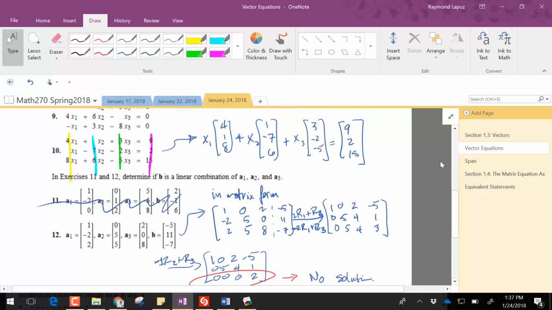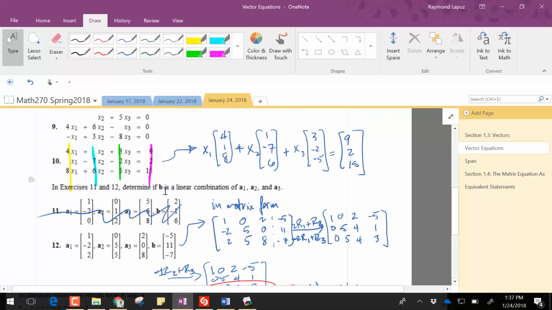So anyways, for this particular problem, we're interested in finding constants, the weights I guess I'll try to start using that word. We're trying to find the weights for A1, A2, and A3 so that the linear combination of that would equal B. And in this particular problem that we did, it didn't work.